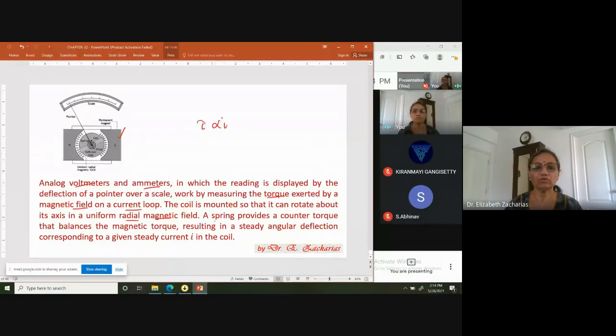Also, there will be a spring which is going to give it a counter torque, otherwise nothing stops it from going. Instead of going through 2 millimeters, it may just go like this. To stop it, there is also a spring mounted to give it a counter torque. So an analog voltmeter, or for that matter any analog meter, works on this principle of torque on a current loop. And the larger the torque, the larger the deflection.